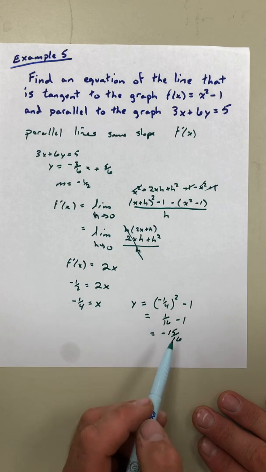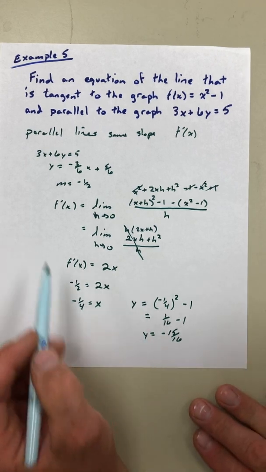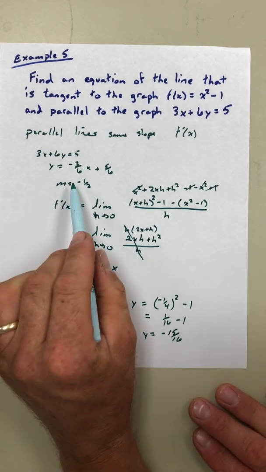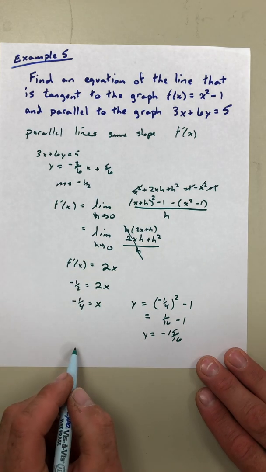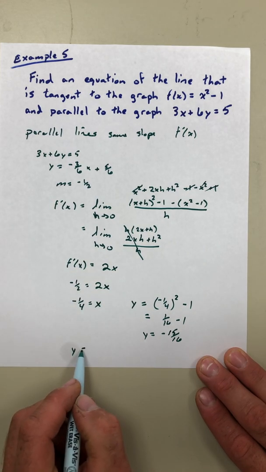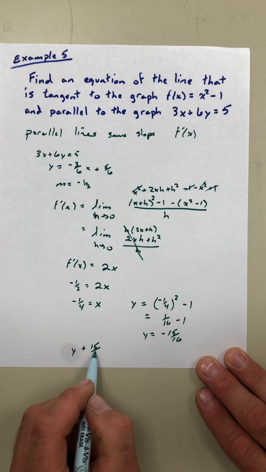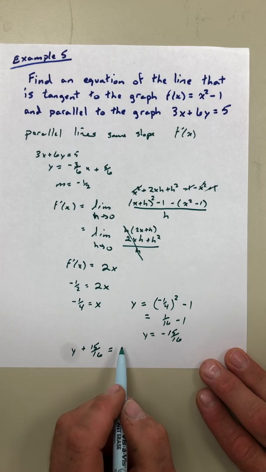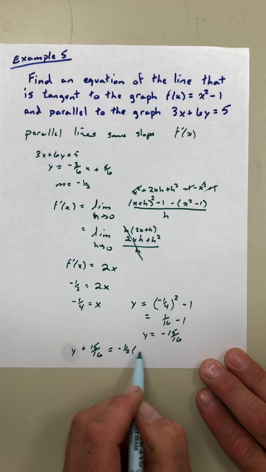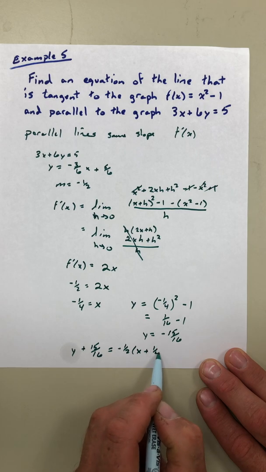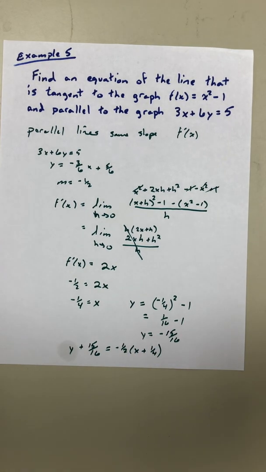So I have my x value, I have my y value, and I have my slope. Because remember, my slope is going to be the same, negative 1/2. So I can write the equation. Y plus 15/16 is going to equal my slope, negative 1/2, times x plus 1/4. And that's going to be my equation of the line that's tangent to the graph of f of x and parallel to the graph of 3x plus 6y equals 5.